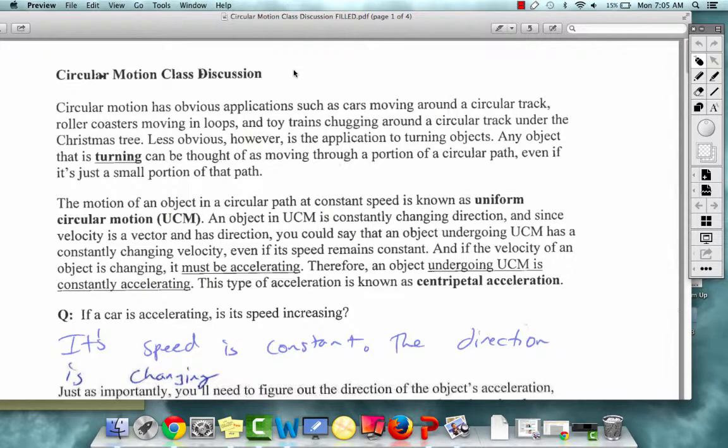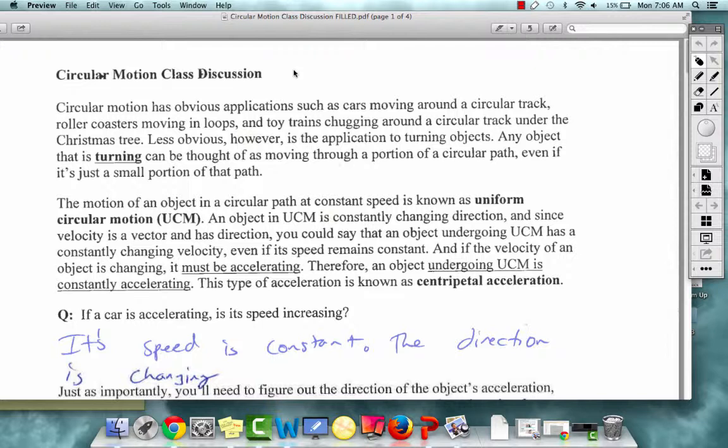In today's class discussion, we'll be talking about circular motion. As I go through the circular motion class discussion, you can see it's already filled in, so I apologize if that upsets you that the answers are already visible. But my goal is to keep these videos as short as possible, while still delivering good physics content so that you understand whatever the class discussion is about.